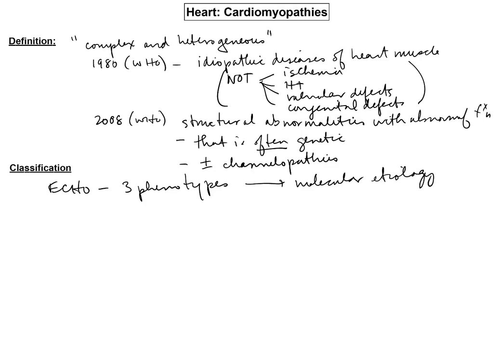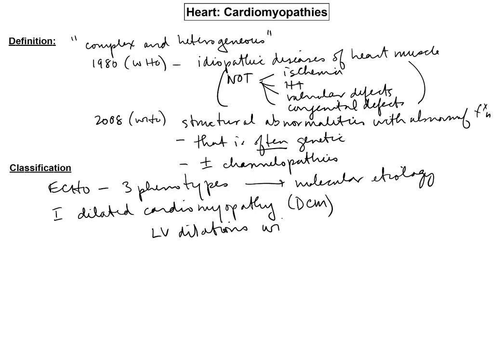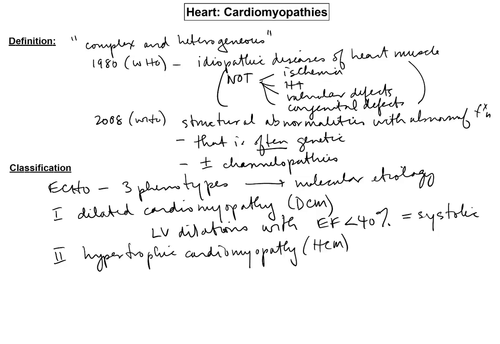The three clinical patterns seen by echo are: 1. Dilated cardiomyopathy. This is going to be dilation of the left ventricle with an ejection fraction of less than 40%. In other words, it is systolic dysfunction. Second, hypertrophic cardiomyopathy. This is left ventricular hypertrophy with preserved ejection fraction. Therefore, this is diastolic dysfunction, meaning there's problems with filling.